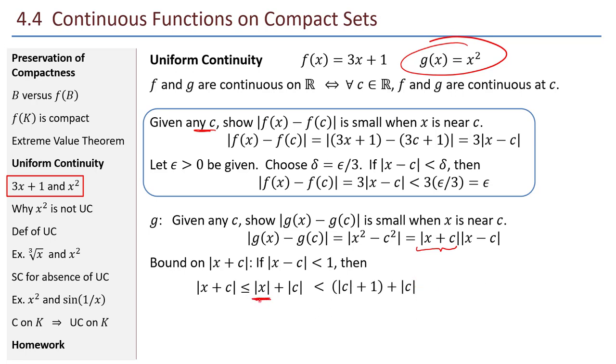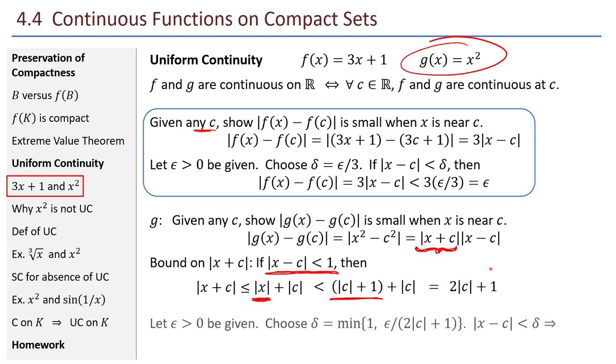But now this absolute value of x turns out is less than absolute c plus 1, and that comes from our assumption up above. There are some details you could work out, but I'll skip those for right now. Okay, at this point we can simplify the expression, and this turns into 2 absolute c plus 1. So that is our bound on x plus c.